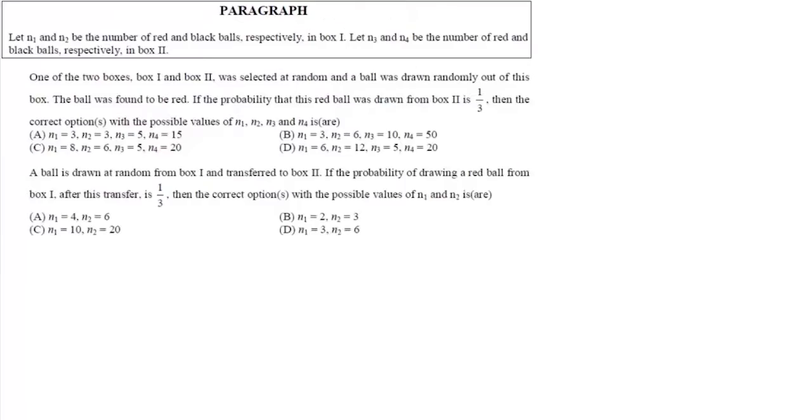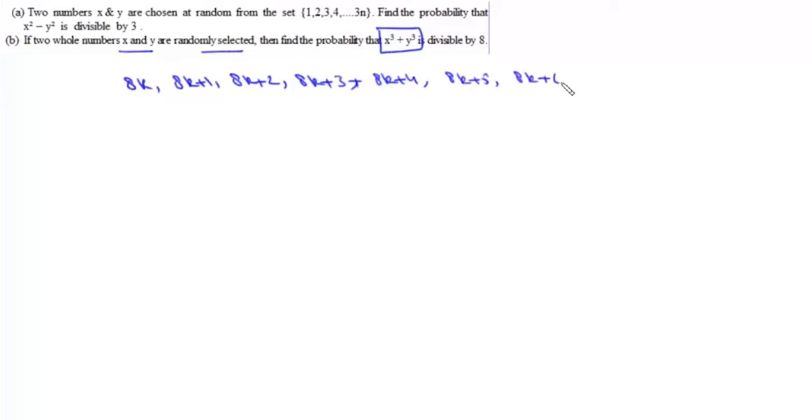Now the second part is two whole numbers x and y are randomly selected. Find the probability that x cube plus y cube is divisible by 8. Now what we can do is categorize all the whole numbers in 8 categories: either numbers which are multiples of 8, or leaving the remainder 1, 8k plus 2, 8k plus 3, 8k plus 4, 8k plus 5, 8k plus 6, and 8k plus 7.